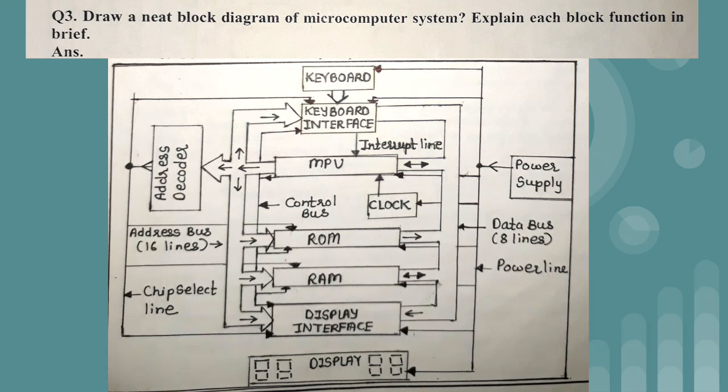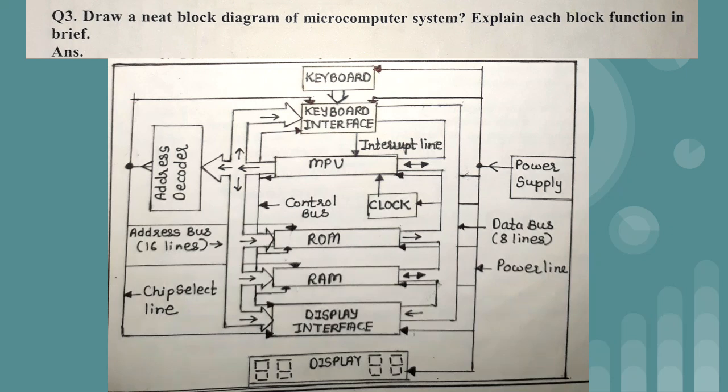Then the third question is, draw a neat block diagram of a microcomputer system. Explain each block function in brief. So this is the block diagram, and explain the function of each block. Block means whatever we have drawn inside the rectangular box. These are nothing but the blocks, and we have to give the function of each and every block. So first we should remember this diagram, that is the block diagram of a microcomputer system.